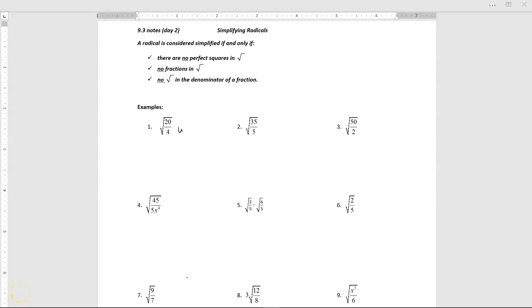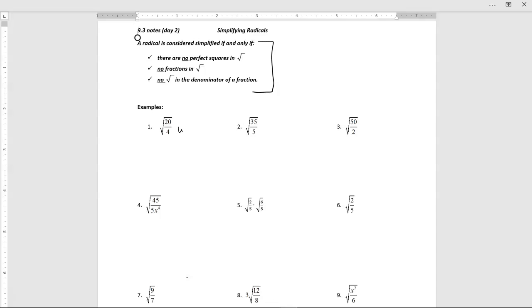Today we're on our second day of simplifying radicals. I put all the rules up again. So there they are. Let's go over them. A radical is simplified if there are no perfect squares, there are no fractions in the square root symbol, and there are no radicals in the denominator.